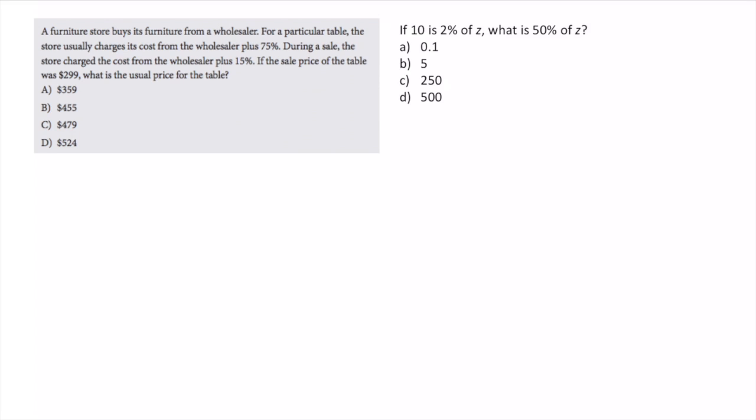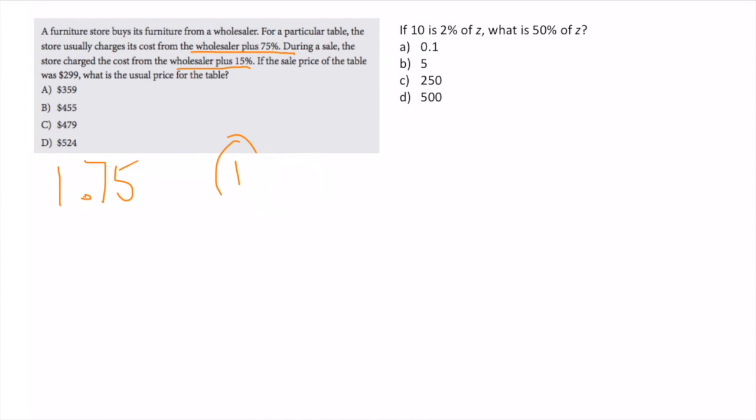Okay, so one major thing to notice here. Whenever we're dealing with cost, when it says a cost plus 75%, really what we're doing is multiplying by 1.75. In this case we would multiply by 1.15. The 1 here just represents the full cost of the original table, and then we're going to add another 15% to it.